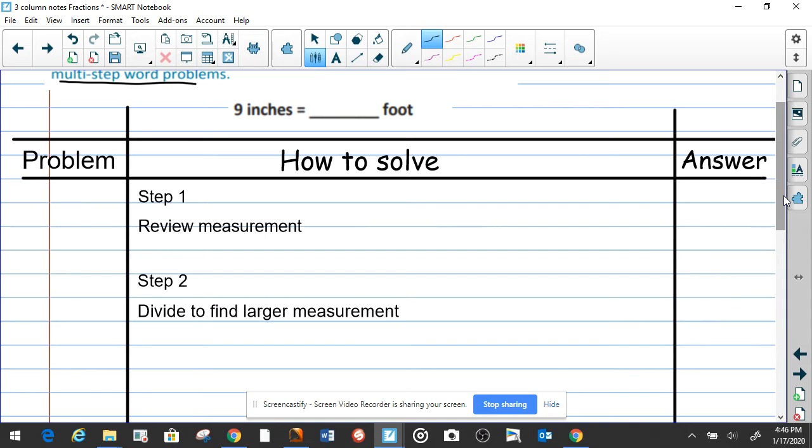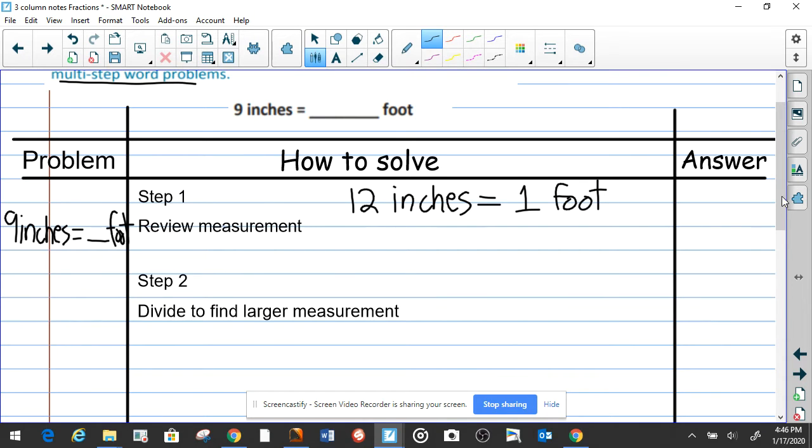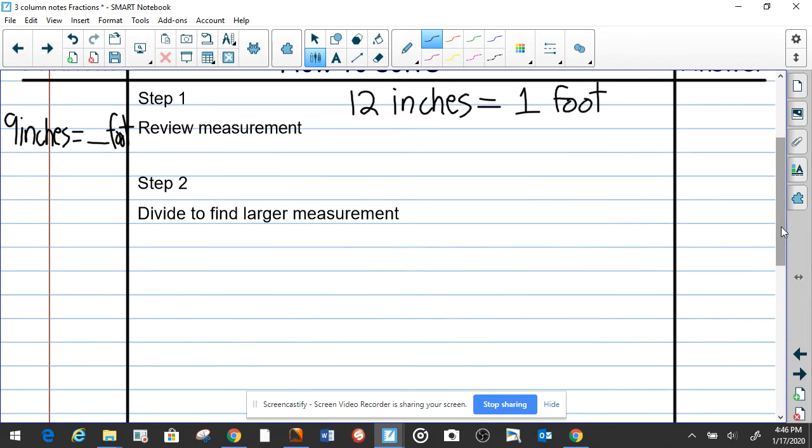So here we go. Our problem is we're going to convert 9 inches into a foot. Okay? So the first thing we have to do is review the measurements. What do you mean by that? Well, we have to review that 12 inches equals 1 foot. Okay? And now that we know the conversion, we got to divide to find larger measurements. Okay, so how do we do that?